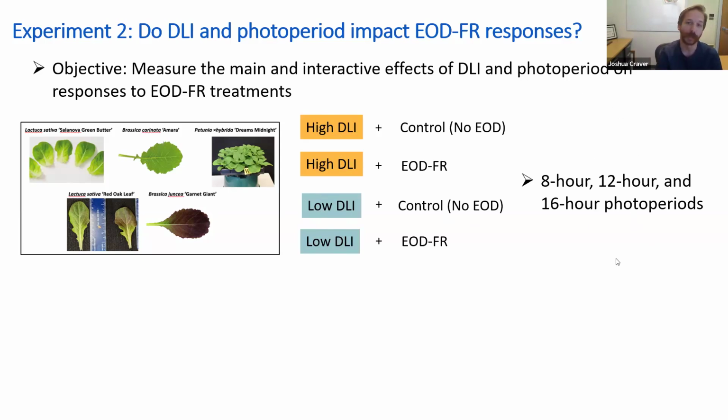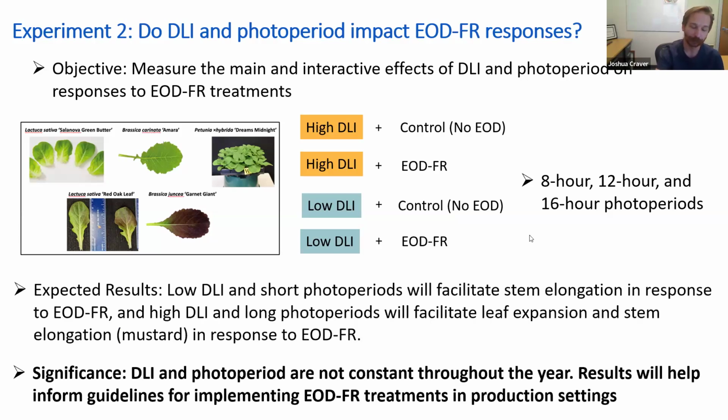So we can look at both the main and the interactive effects to see the relative importance of these two different environmental parameters. And like previous research has shown, we're expecting that a low DLI and short photoperiods are going to facilitate that stem elongation, where a high DLI and longer photoperiods are going to facilitate that leaf expansion, but also maybe stem elongation for some of those upright growing plants.